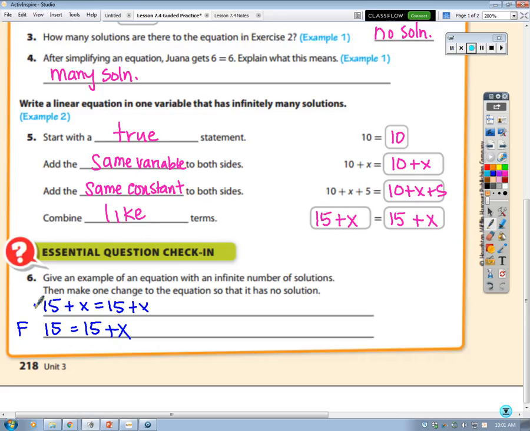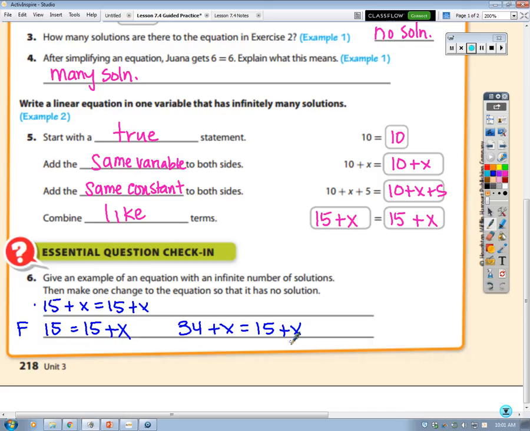34, right? Yeah. So you could go, okay, well, 34 plus x equals 15 plus x. If you were to solve this, you'd end up eliminating your x's, right? You'd get rid of those, and then you'd have 34 equals 15. Is that a true statement? No. That is a false statement. So that has no solutions.